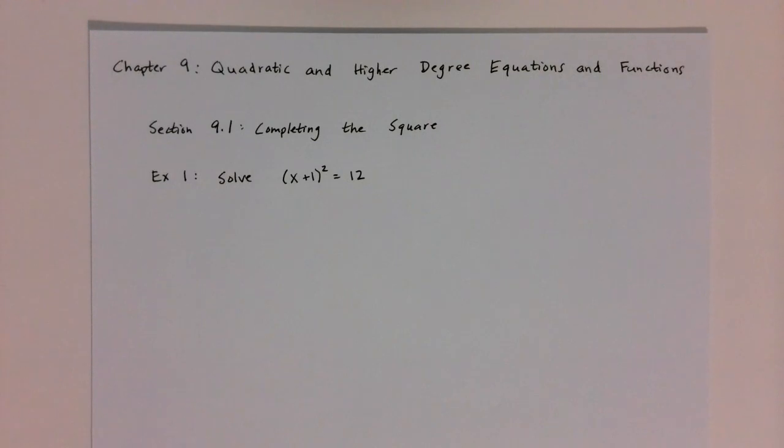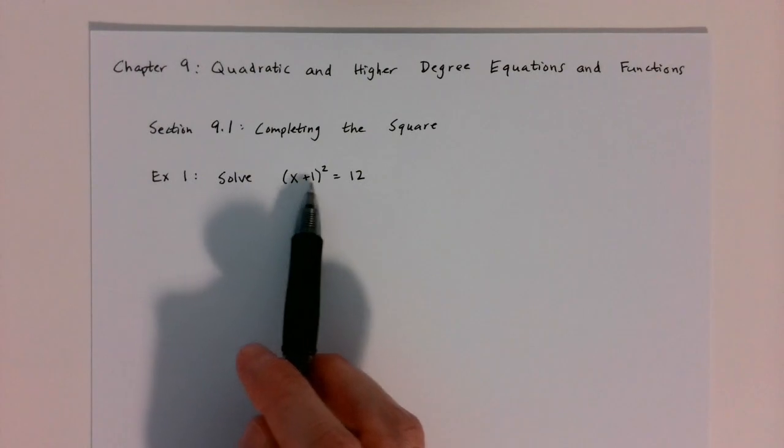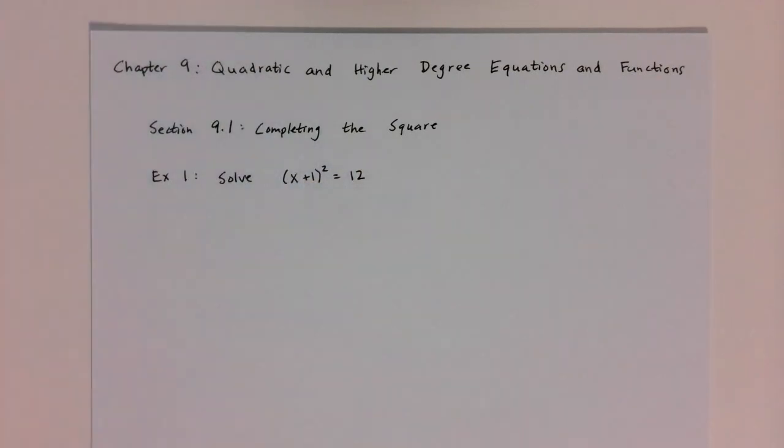And we're going to be looking at some examples first that will help us once we know how to complete the square. But we're going to start with example 1 where we have the quantity x plus 1 squared equal to 12. And we want to solve for the value of x.